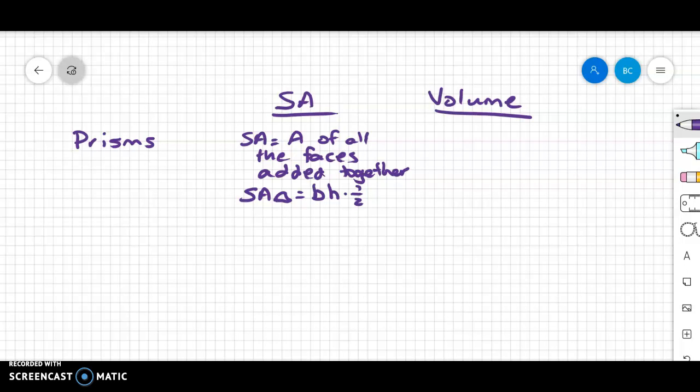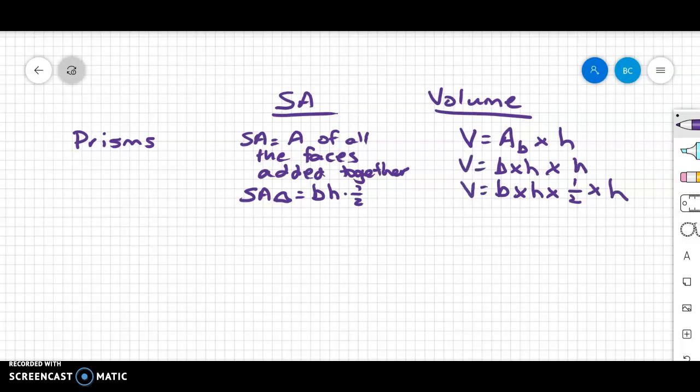So surface area of a prism is pretty straightforward. The volume of a prism is always going to be the area of the base times the height. The area of the base is going to depend on what the shape is, but it's often base times height, or if it's a triangular prism, it's base times height times 1/2. And then I'm going to multiply times the height of the prism. Really, for prisms, it didn't seem like anyone was having trouble with that, with the exception that we make mistakes with triangles.